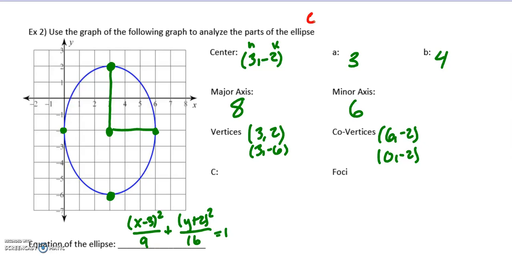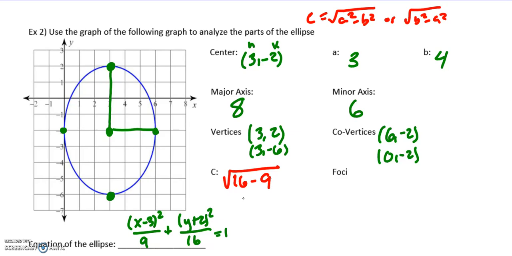Remember that the c value is either the square root of a squared minus b squared or the square root of b squared minus a squared, whichever one is a positive value. So if a is bigger, it goes first. If b is bigger, it goes first. So my c value here is going to be the square root of b squared, 16, minus a squared, 9, or the square root of 7.